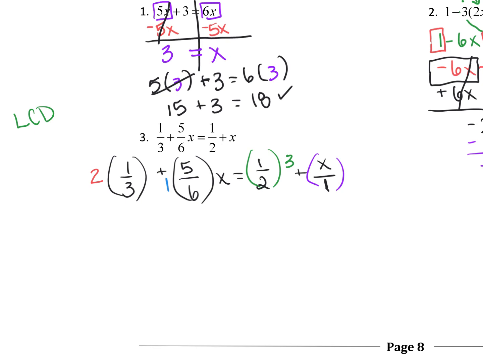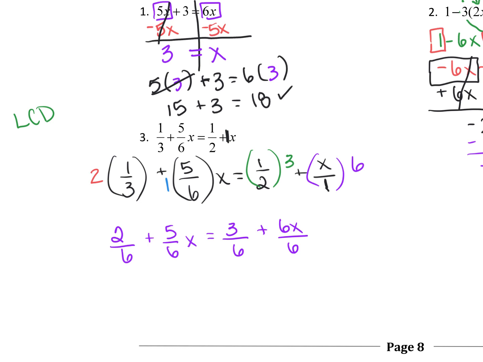And I can write any kind of whole number. And remember, there is a 1 in front of this x, understood to be a 1. So I can write any kind of whole number over 1 and keep it the same. So then multiply this one by 6. And so whatever I multiply on the bottom, I also have to do on the top. So here's what's going to happen. I'm going to get 2 over 6 plus 5 over 6x is equal to 3 over 6 plus 6x over 6.